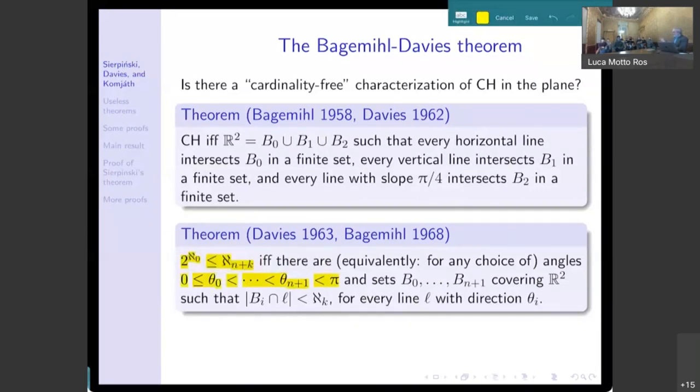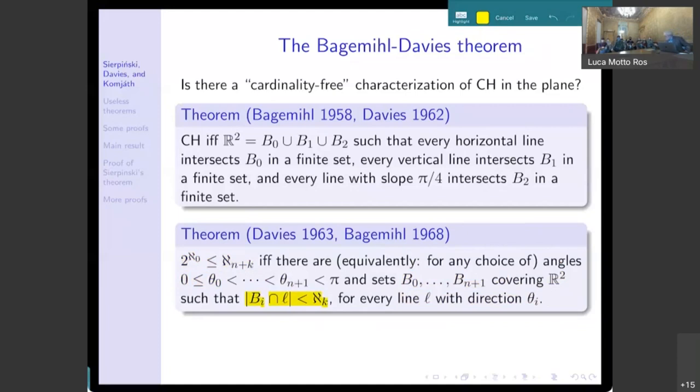I bound it to π because otherwise you go to the other side and you don't get anything new. If you take angles theta zero up to theta n plus one, in zero up to π, that is n plus two angles, you can find sets B_i covering the plane such that if you take any line L_i in the direction theta i, B_i intersection L_i has size less than aleph k. So who proved what? Davies proved this result when k is equal to 0, and Bagemihl generalized it for any k.